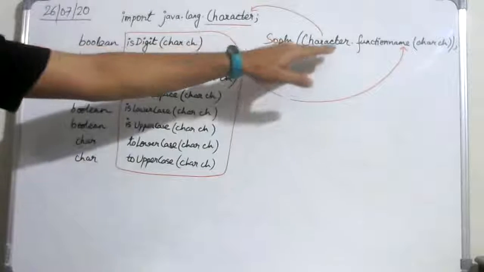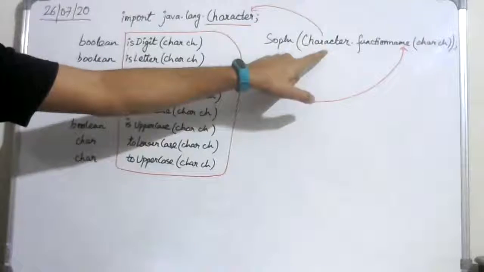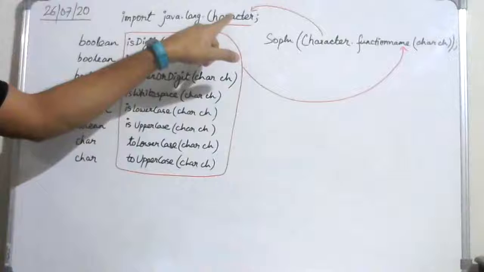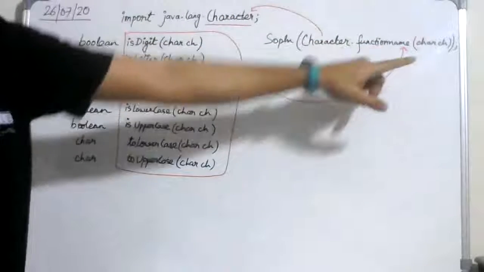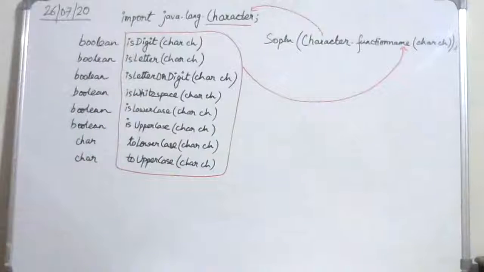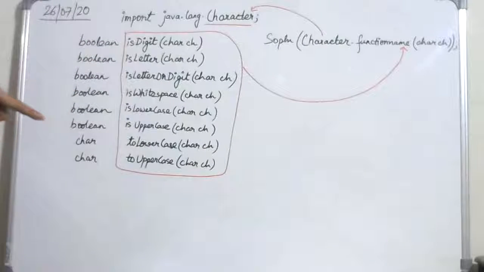The definition, or rather calling this function, we have to use this particular syntax. So we have to use the character class with a dot operator and then the function name with the value passed as an argument. And depending on the function that we are calling, we'll get the return type or the output of our SOPLN statement.